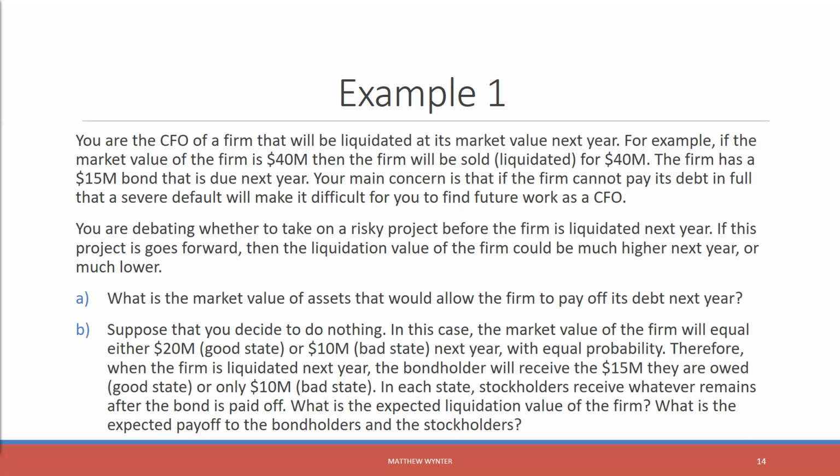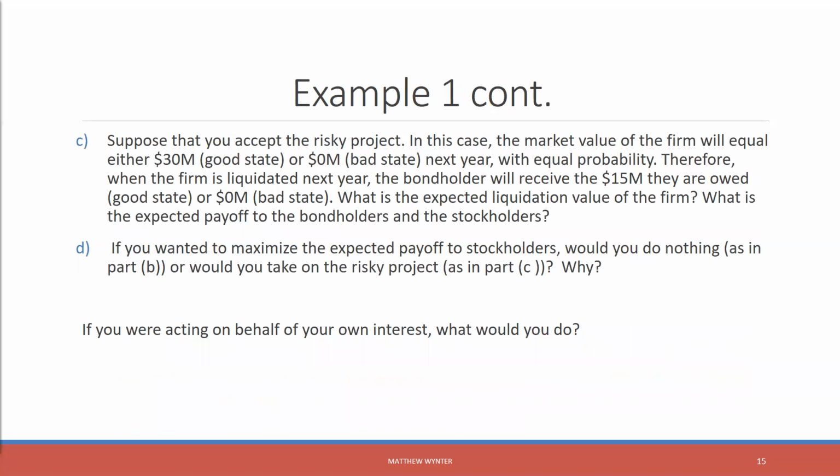Okay, let's look at two more parts for this question. Part C, suppose that you accept the risky project. In this case, the market value of the firm will equal either 30 million in the good state or 0 million in the bad state with equal probability. Therefore, when the firm is liquidated next year, the bondholder will receive the 15 million that they're owed in the good state or 0 in the bad state.